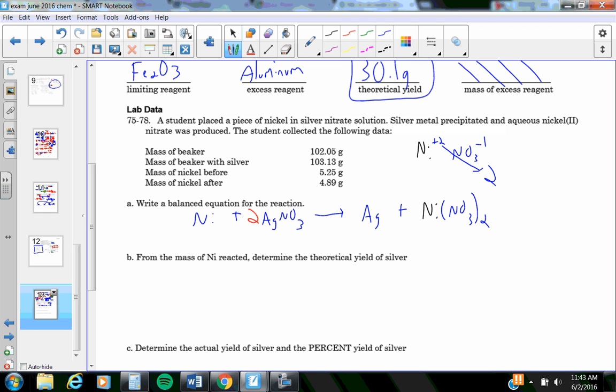2 nitrates on the right side, so I need a 2 on the left side where the nitrates are. That resulted in 2 silvers, so 2 silvers.